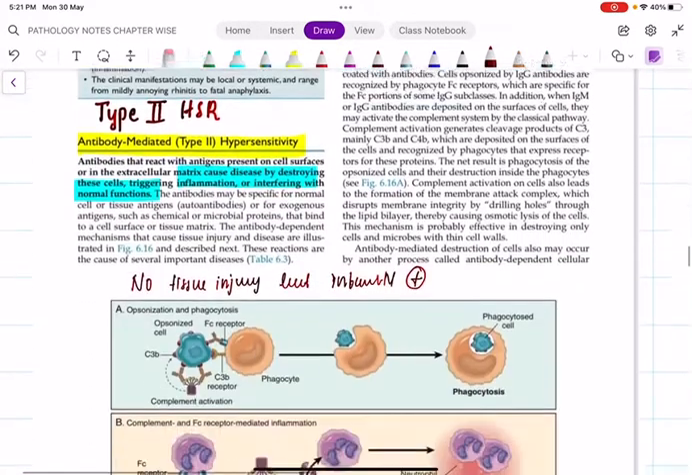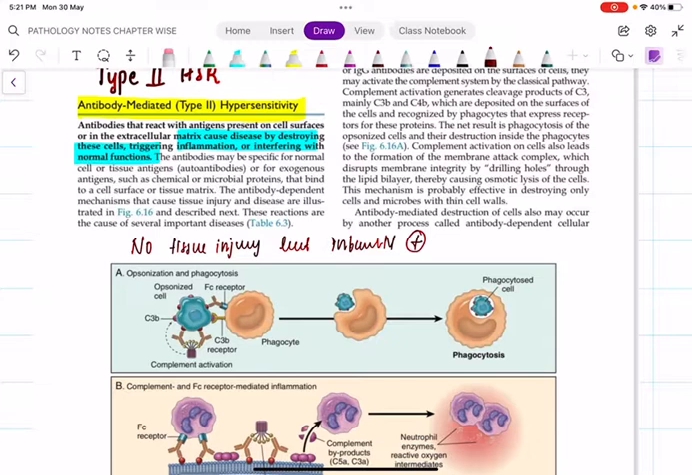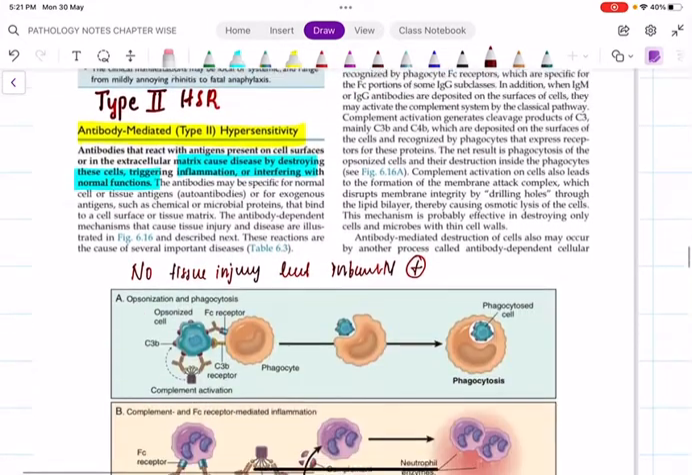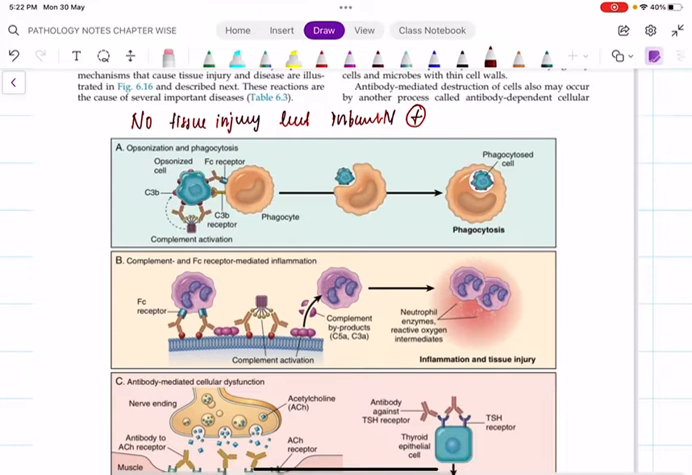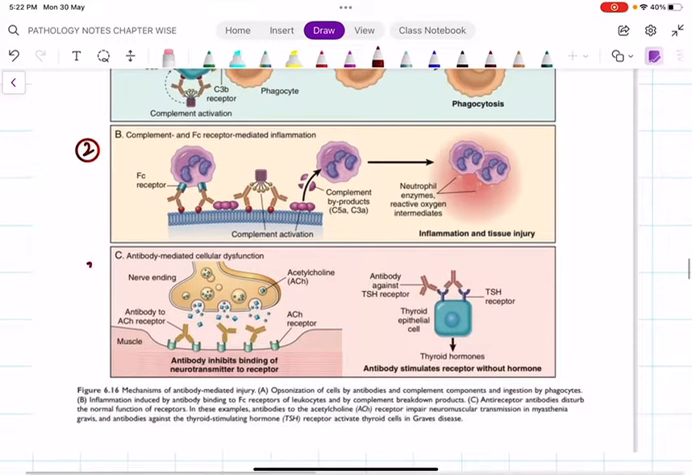Okay. There are a lot of diseases which are associated with type 2 hypersensitivity reaction. Fine. Now, this type 2 hypersensitivity reaction may occur in three different ways. Number one, opsonization and phagocytosis. Number two, complement and FC receptor mediated inflammation. Number three, antibody mediated cellular dysfunction. These are the three different mechanisms by which this reaction occurs.